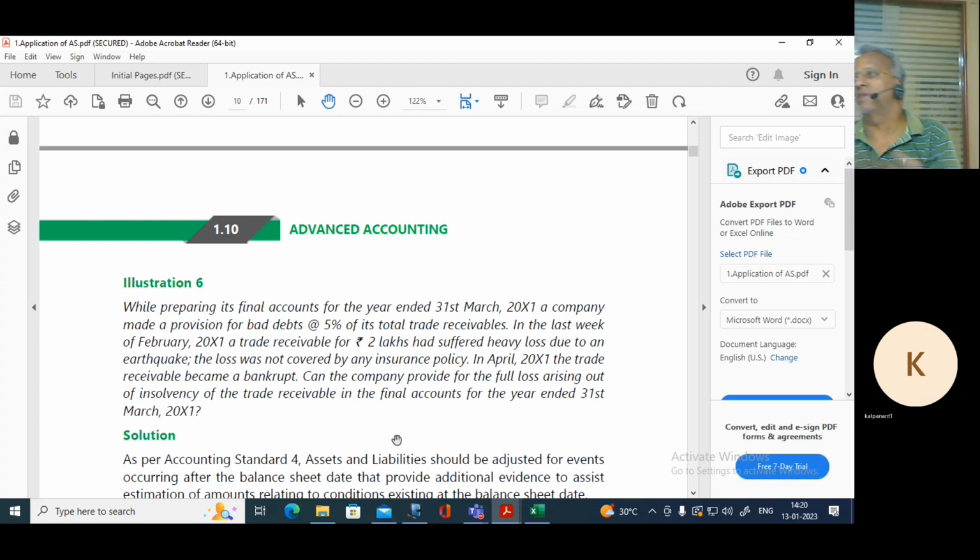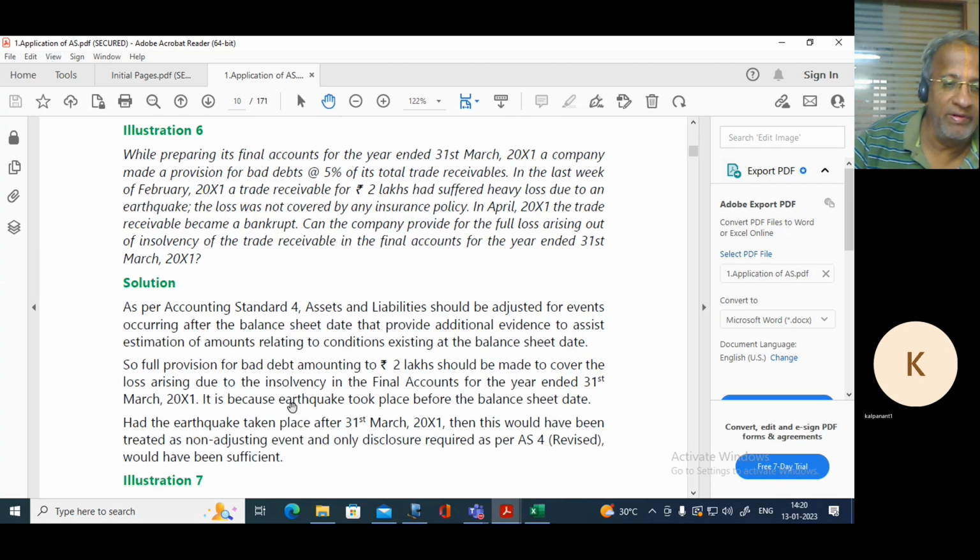In fact, this is the one that I put in the Excel. What was the event? The event is he turned bankrupt in the month of April. Condition of the asset on the balance sheet date was doubtful. This bankruptcy can be connected with the doubtfulness that you had by 31st of March. So connect it with that, and therefore it is an adjusting event. You got to provide.